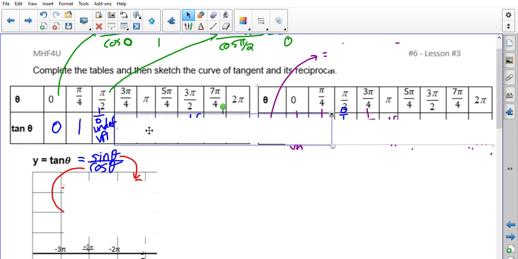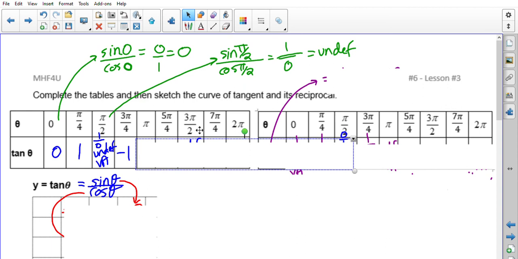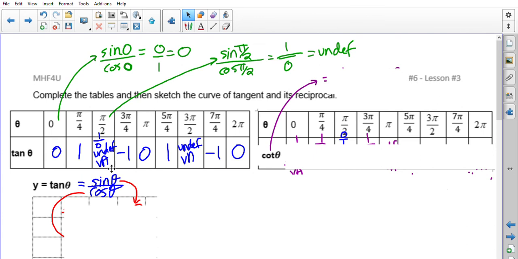We can fill in the rest of our chart. Again, you can use the method I'm using up here in green, or you can use your calculator button for this as well. And we should see here we go from 0, 1, undefined, to -1 at 3 pi over 4, 0 at pi, 1 at 5 pi over 4, undefined at 3 pi over 2, -1, and then 0 at 2 pi.